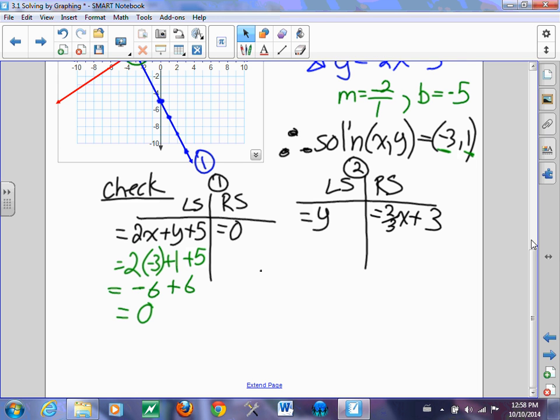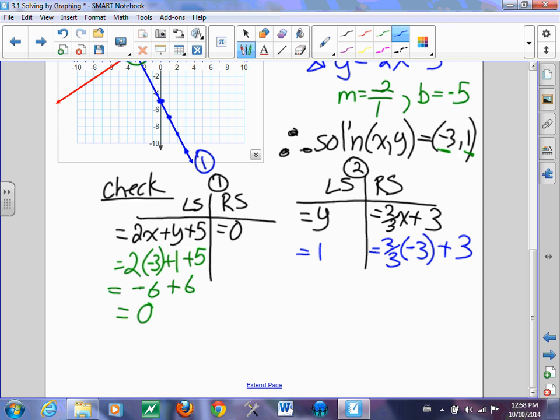We don't make a statement yet until both of them equal. So let's prove that both of them are equal. So for equation 2, y equals 1 on the left side. On the right side, we're going to sub in x equals -3, and then we have plus 3 as well. Look to cancel here, folks. 3 goes into 3 once, but it's negative, so it's going to be -1. Okay, so we're left with -1 times 2, which is -2, plus 3.